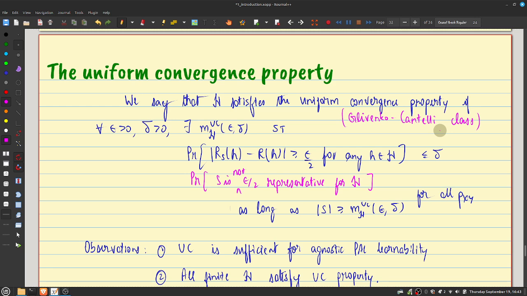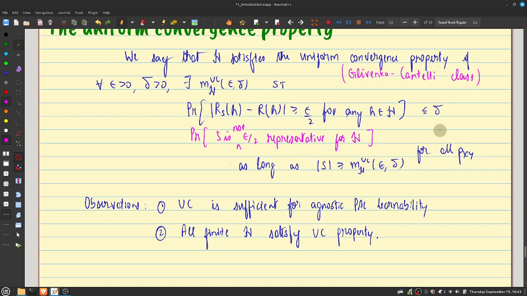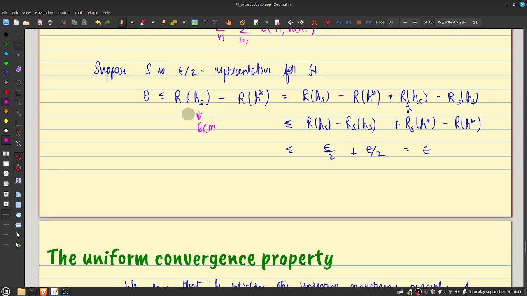Suppose that I have UC, a hypothesis class which satisfies the uniform convergence property. This means that as long as the number of samples is at least m_H^UC of epsilon comma delta, the empirical risk for every h is within an epsilon by 2 of the true risk with probability at least 1 minus delta. If we combine this with our previous observation, it means that if the sample is epsilon by 2 representative, then the ERM will return something whose generalization error is within an epsilon of the best possible generalization error. And that implies agnostic PAC learnability.